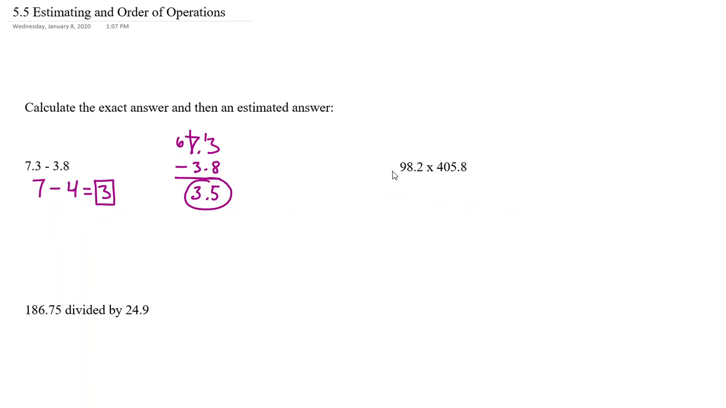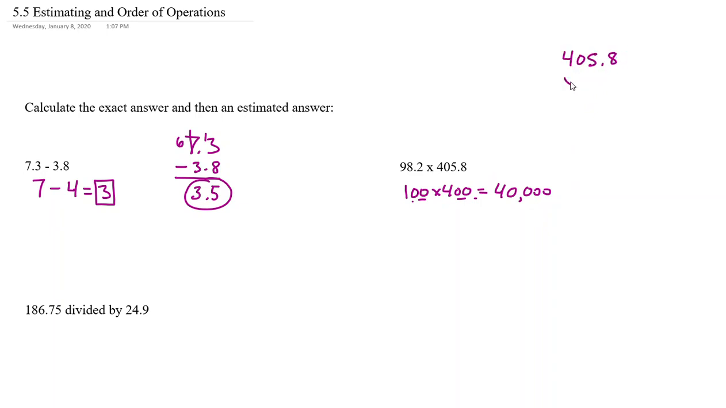Now let's do another example. The easiest way to do this, if I was going to estimate this next problem, 98.2 times 405.8, if I was going to do this in my head, I would estimate it to the nearest hundreds place. So I would just do 100 times 400. And that's easy. That's 40,000. I just add 4 times 1 with 4 zeros. 40,000. That is the estimated answer. Let's give it a try. Let's do the real answer.